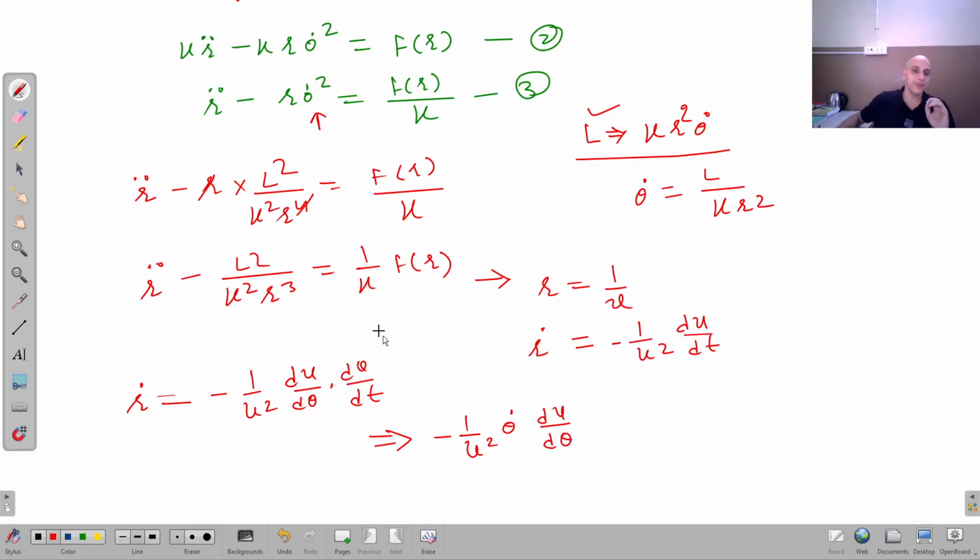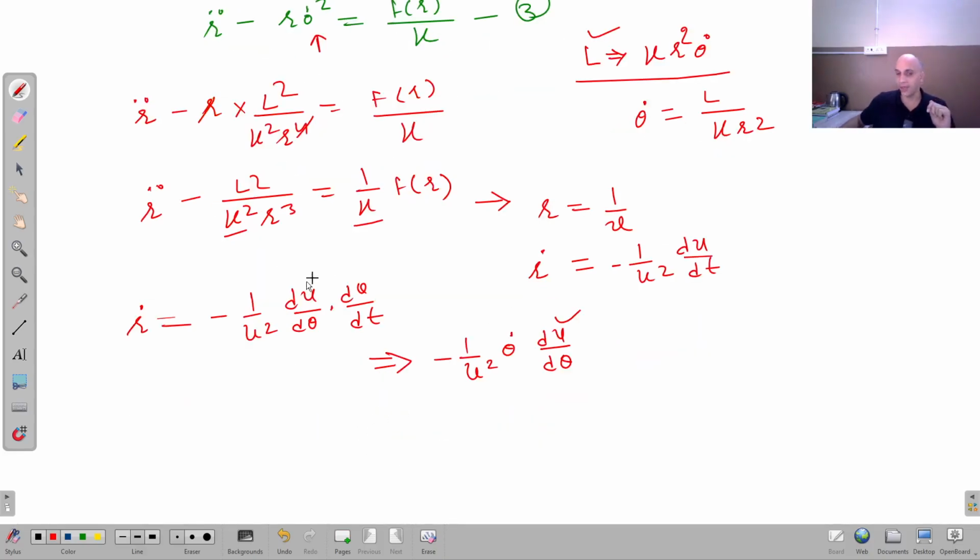Remember, once again, I am saying that this is mu, and this is u, right? So you have to keep in mind that this is u, and u is equal to 1 upon r. So this is r dash. Now what is r double dash? R double dash obviously means dr dash upon dt. So it will become d upon dt into minus 1 upon u square theta dash du upon d theta. This is what it becomes.